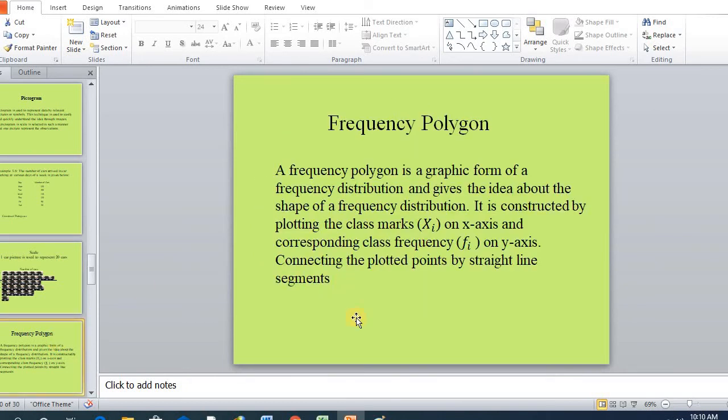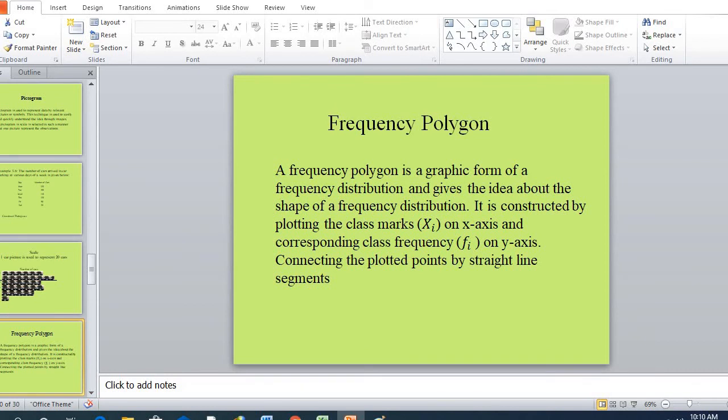Next, frequency polygon. A frequency polygon is a graphic form of a frequency distribution and gives an idea about the shape of a frequency distribution. It is constructed by plotting the class mark on the x-axis and the corresponding frequency on the y-axis, connecting the plotted points by straight lines.